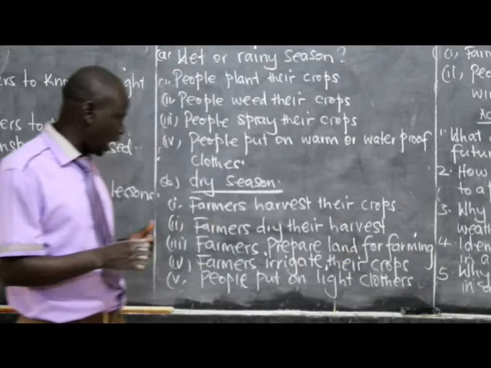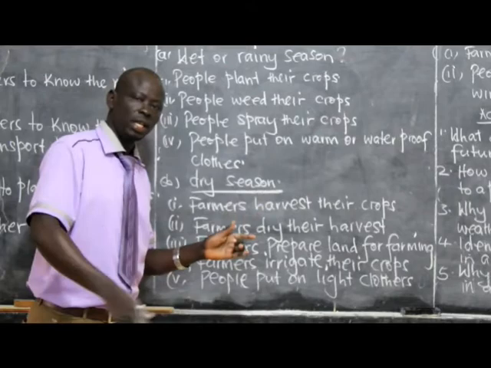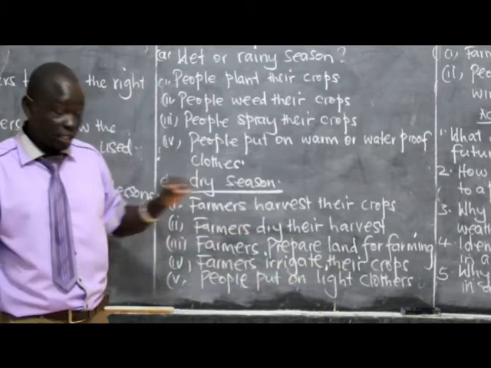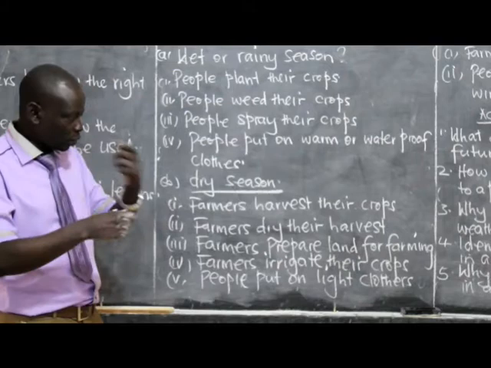Farmers irrigate their crops. For instance, we have perennial crops that need water throughout their growing season. Now, in a dry season, it will mean that there is a shortage of water. So this is the time a farmer irrigates. Irrigation is the artificial supply of water to gardens by human beings. You want to continue supporting these crops to grow, so you apply irrigation farming.